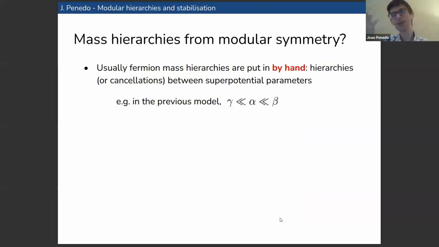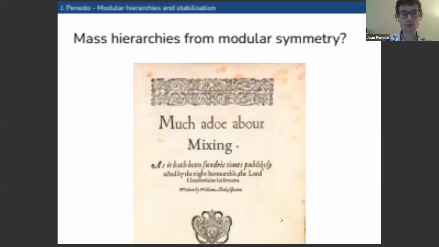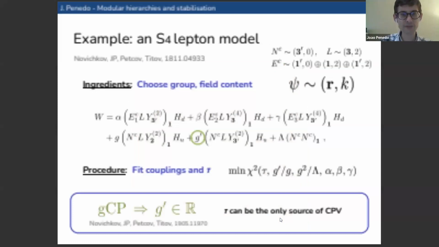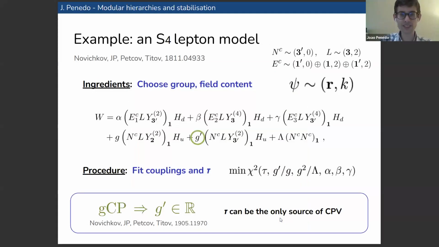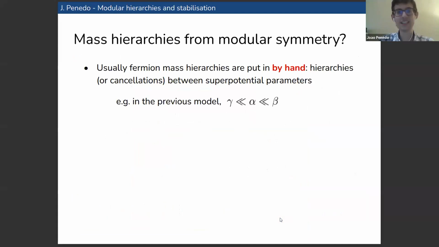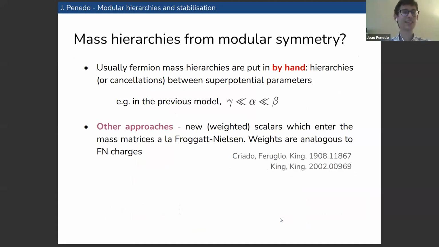So you have the superpotential parameters aside from tau, and in this model that I've shown you, we get the fit by putting in very hierarchical superpotential parameters. In this model, gamma, alpha, and beta were just fitted, and the fit gives you hierarchical constants, and you say, I don't care. But you can say that you do care.